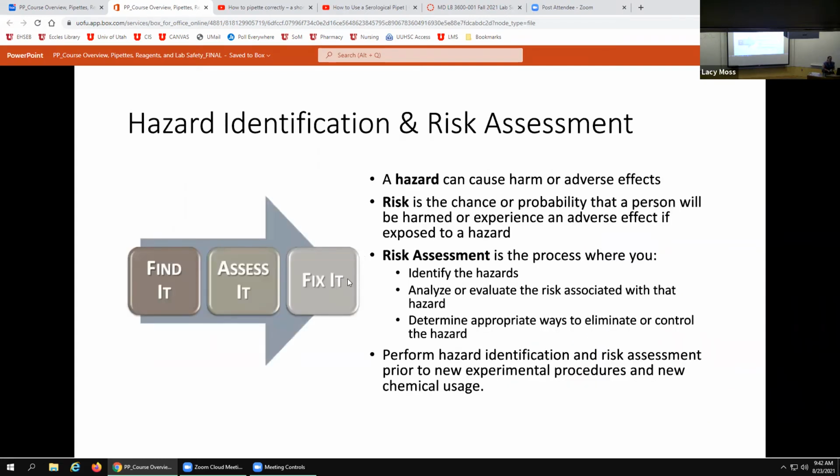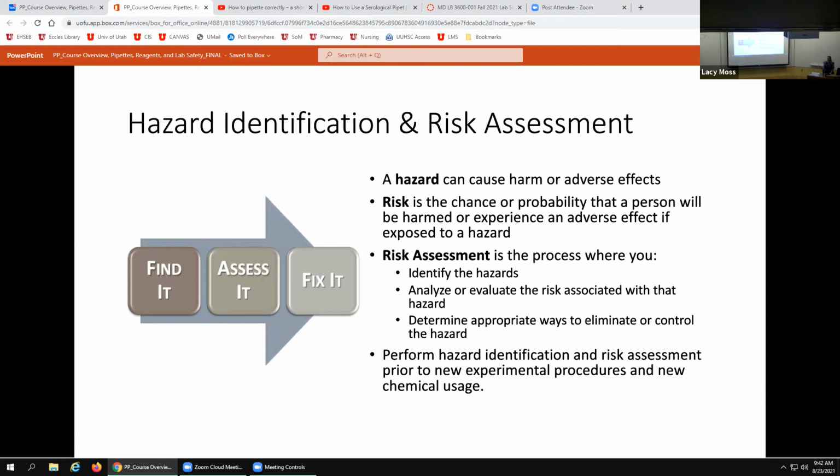All right, so a hazard is anything that can cause harm or adverse effect. A risk is the chance or probability that a person will be harmed or experience an adverse effect if exposed to a hazard. And the risk assessment is the process where you go, what are the hazards? And then you evaluate the risk associated with that hazard, going, okay, what is the statistical likelihood that this is actually going to happen? And then, can I fix it? Can I make it so it's less likely to happen?